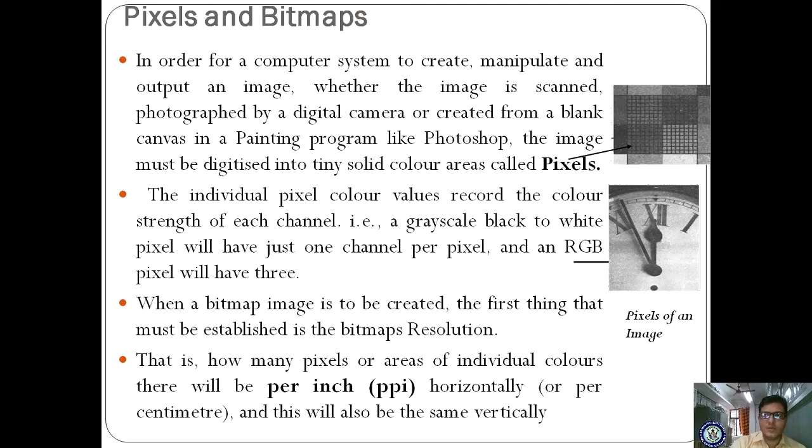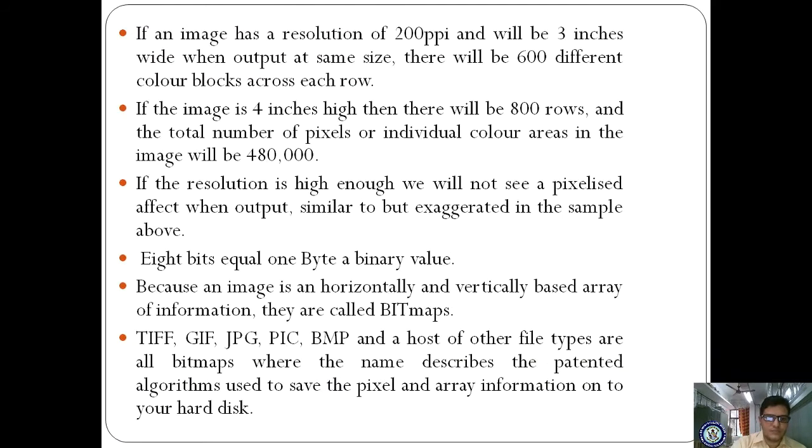Okay, it may be either horizontally or vertically. If an image has a resolution of 200 pixels per inch and it will be 3 inches wide, what does an image resolution of 200 ppi mean? It means 200 pixels per inch exist. The image will be 3 inches wide when output at the same size.